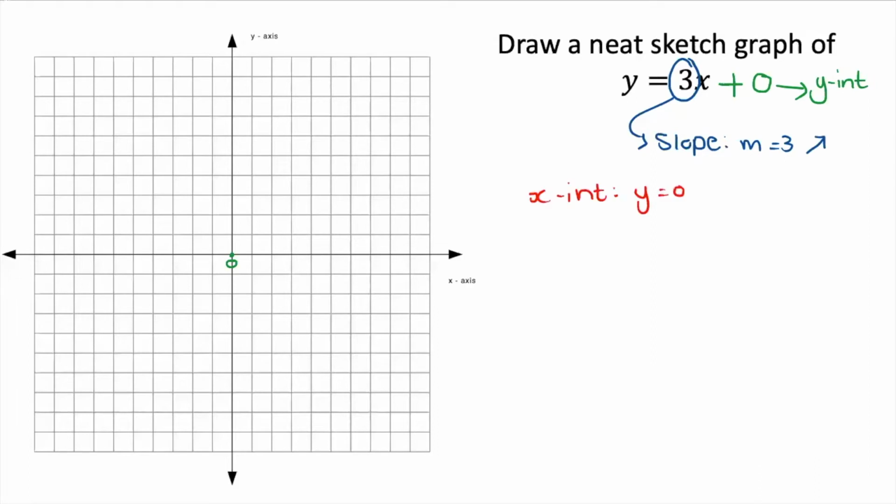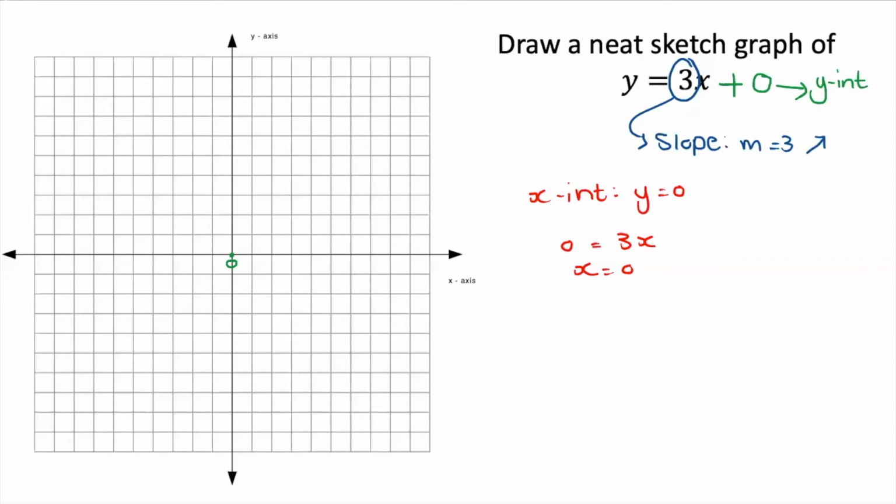Let's move on to finding the x-intercept. Hopefully you remember that we said y equals 0. So we get 0 equals 3x. We divide both sides by 3, and then we get x equals 0. Well, that's not very helpful because if I go to where x equals 0, that's where y equals 0. It's the origin. So I only have 1 point.